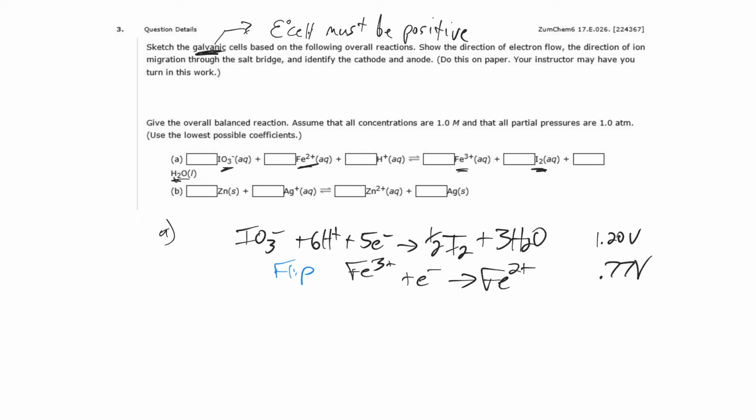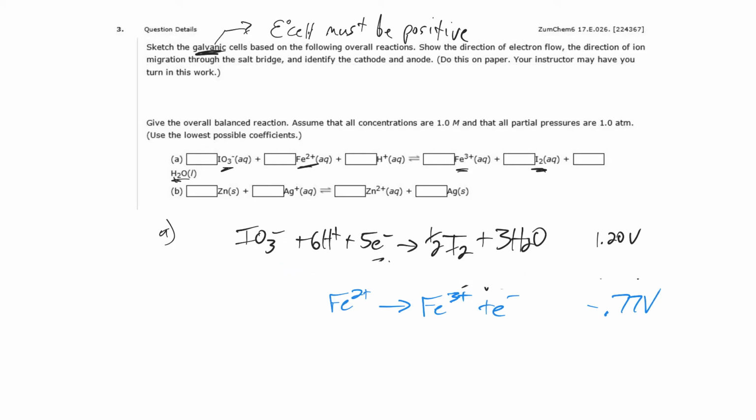So let's rewrite that one, flipped around. Iron 2 becoming iron 3 and an electron. The voltage then flips to a negative 0.77, and to clear this up, I'm just going to erase this middle line here. So now we've got two half reactions. We're going to add them together.